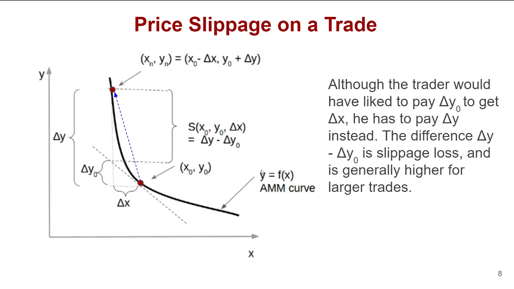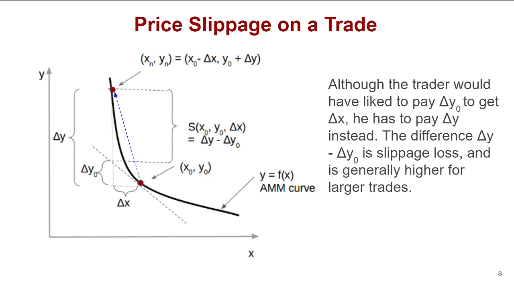What we have is that we are able to also look at other properties of these AMM curves. For example, we're able to look at the slippage of the price on a given trade. So again, let's begin at some initial point. Let's say we begin at the point x0, y0.